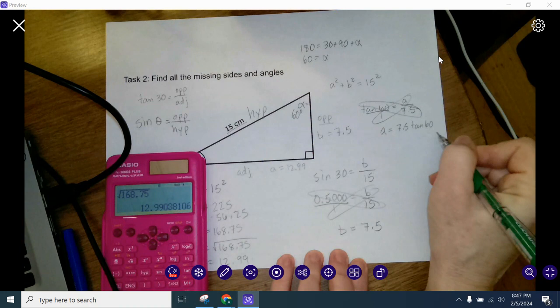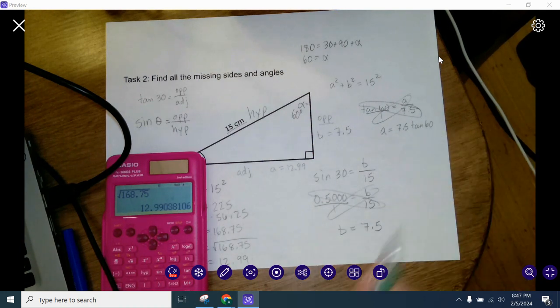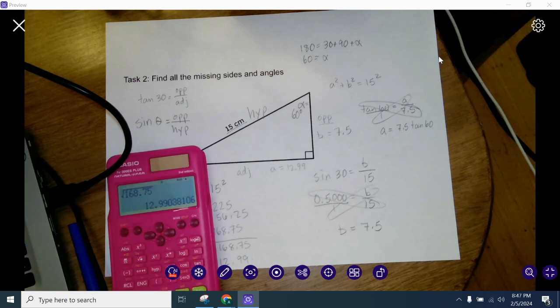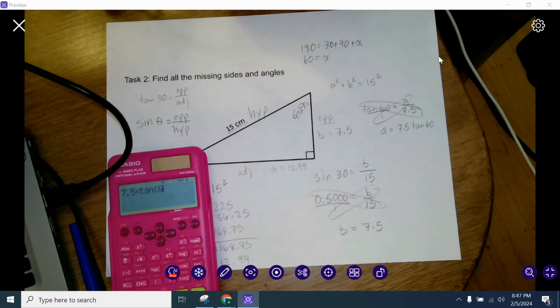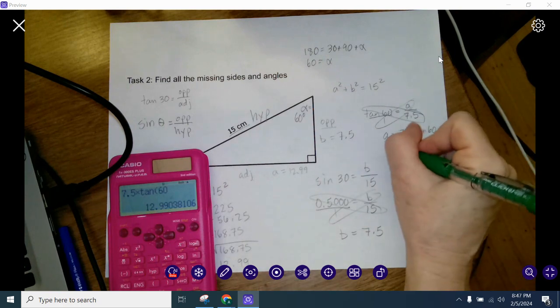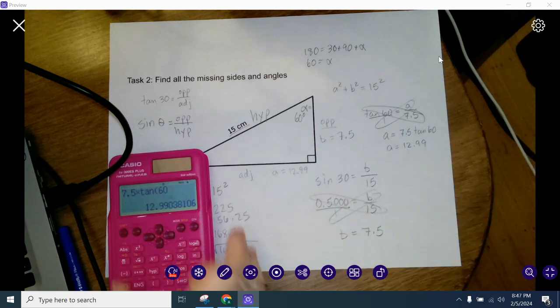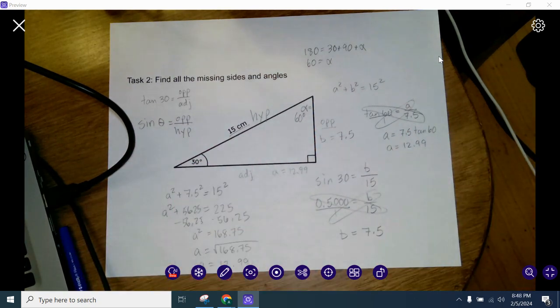Notice I'm getting kind of fancy here. I'm not changing tangent of 60 to a decimal. I'm just writing it out so that I can put it in my calculator. So I have 7.5 times tangent of 60, and I get 12.99. Exact same answer that I got when I did the Pythagorean theorem. So that's cool. Now we've got lots of tools in our toolkit.